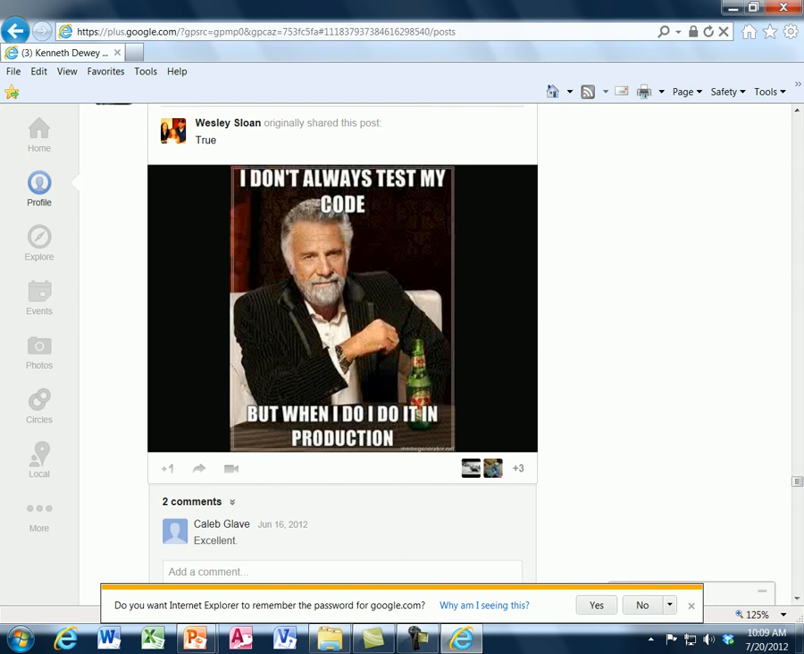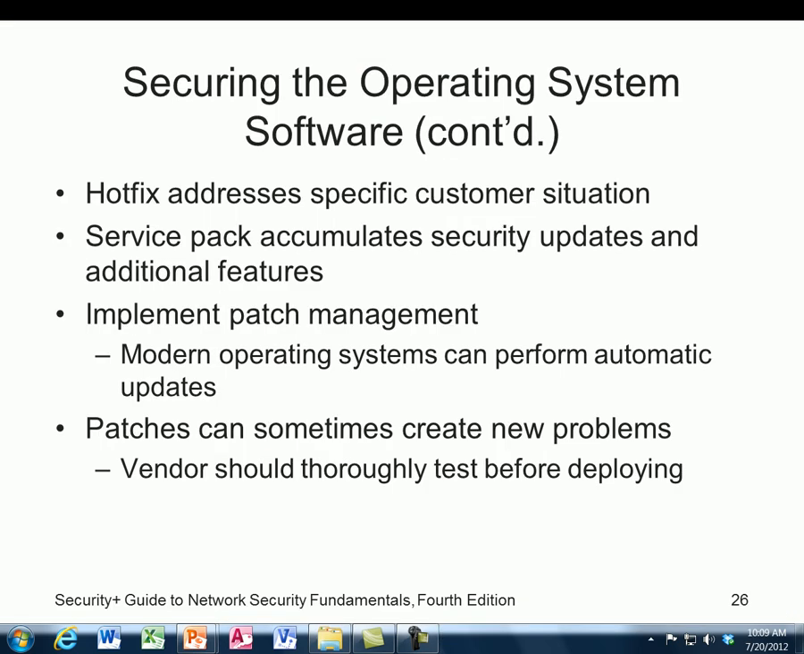Oh, I like that. I don't always test my code, but when I do, I do it in production. Yeah, I like that. You can say the same thing for patch management. I don't always apply patches, but when I do, it's on live production systems. Probably not the best way of managing your patches. Okay? Normally you should test them on a similar system, get it working, and then roll them out to your production system.